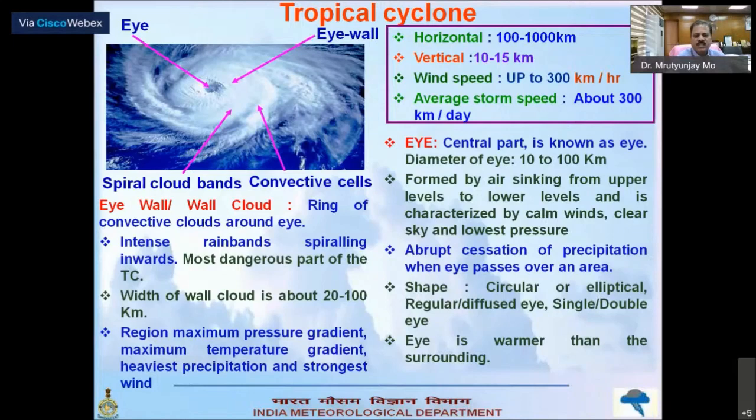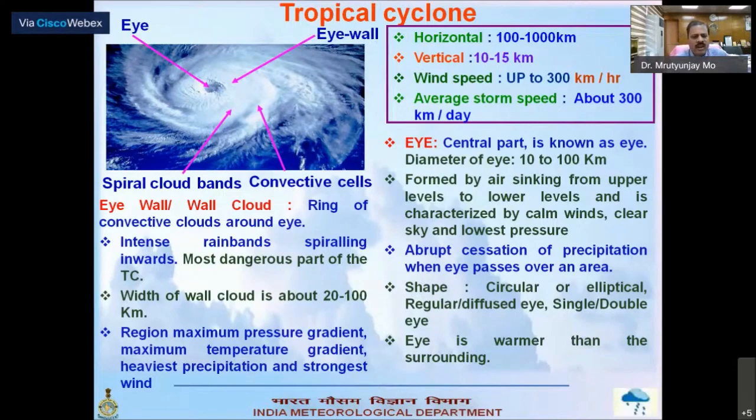So in this picture, in the center, there is a circular or elliptical region, and its diameter is about 10 to 100 kilometers. You have the cloud-free region. This cloud-free region at the center of the cyclone is called the eye of the cyclone. The eye may be circular, elliptical, regular, or ragged also. If the eye is sharp, smaller, and circular, it is a more intense cyclone.